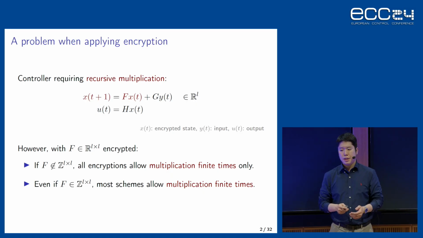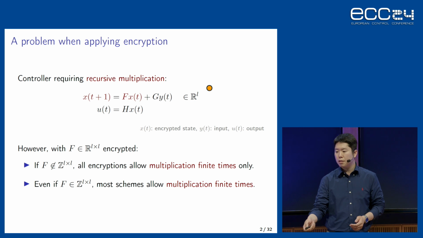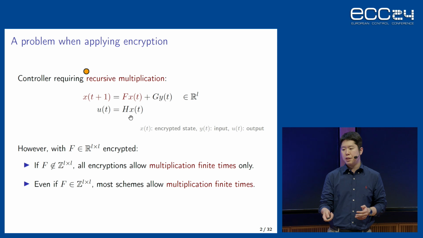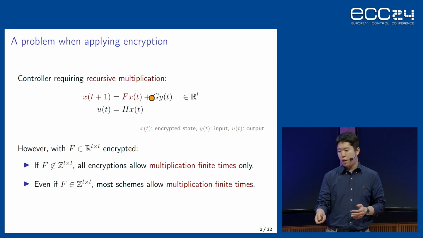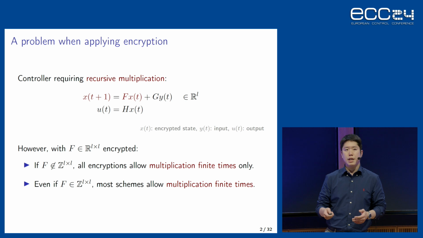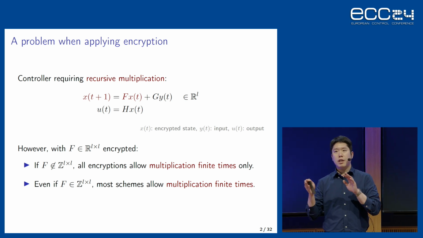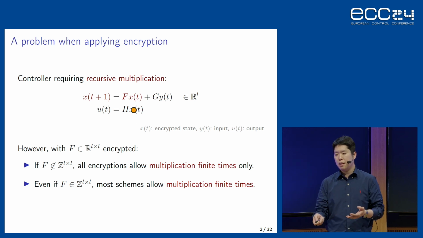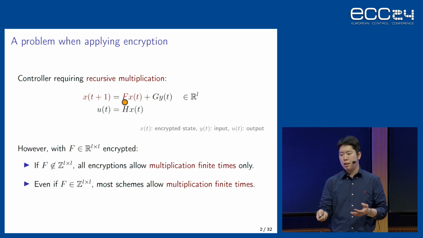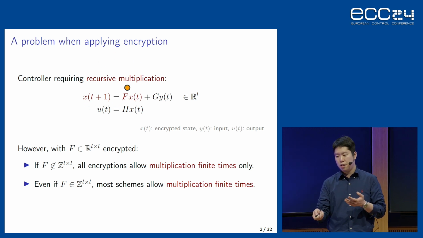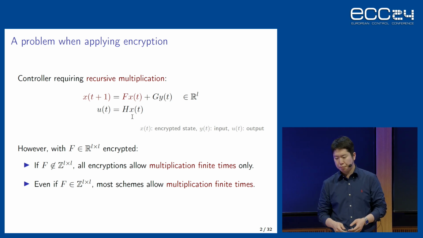Let's consider a dynamic controller here, where X is the state, Y is the input, and U is the output. And here, I would like to call F the state matrix of the controller. As you can see, as time goes by, running this dynamic system requires recursive multiplication at each sampling period. The state matrix should be multiplied so that it updates the next state, and then it should be reused for the multiplication at the next time step again and again.